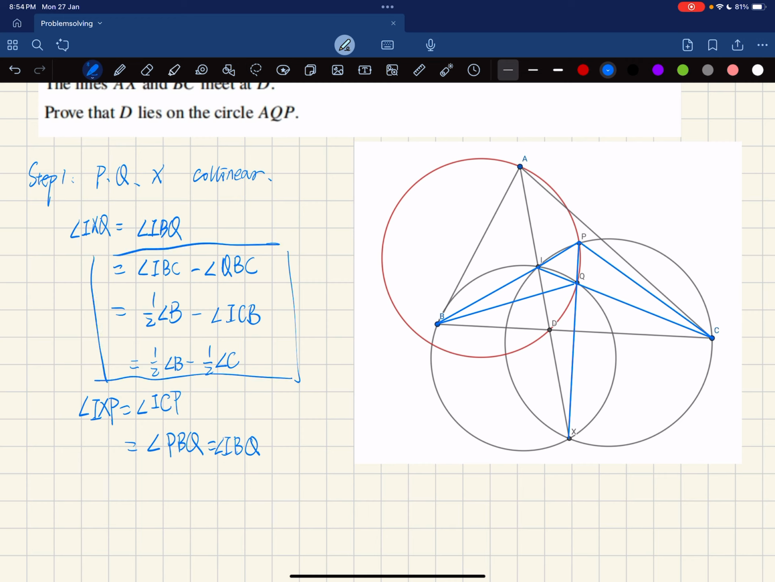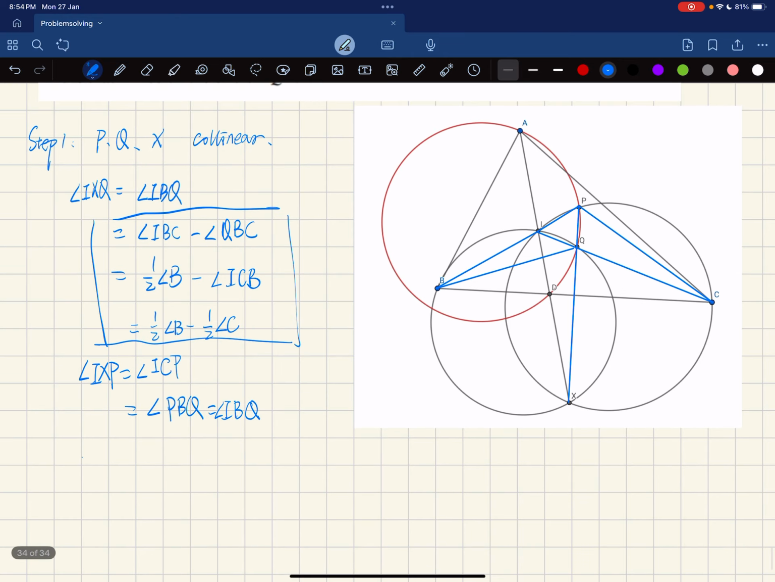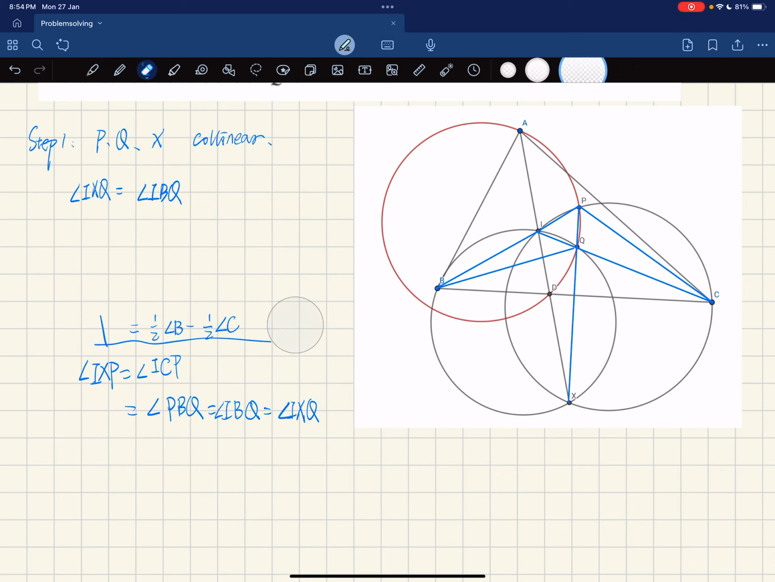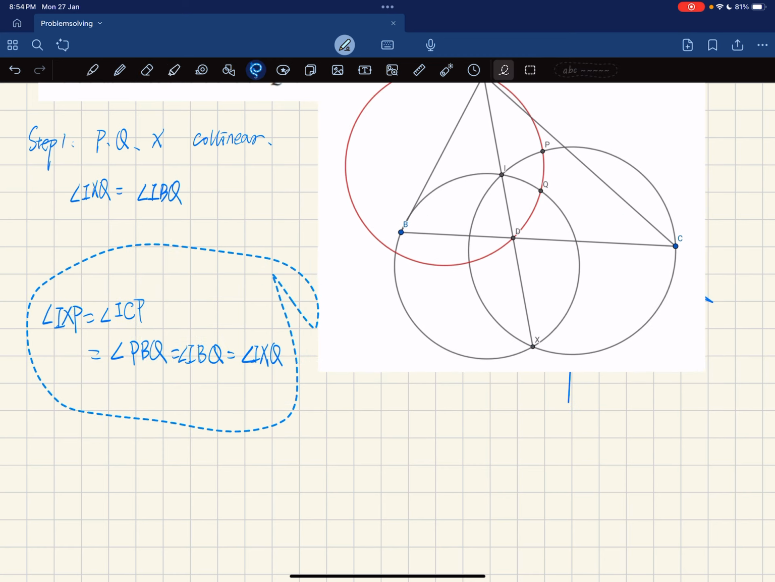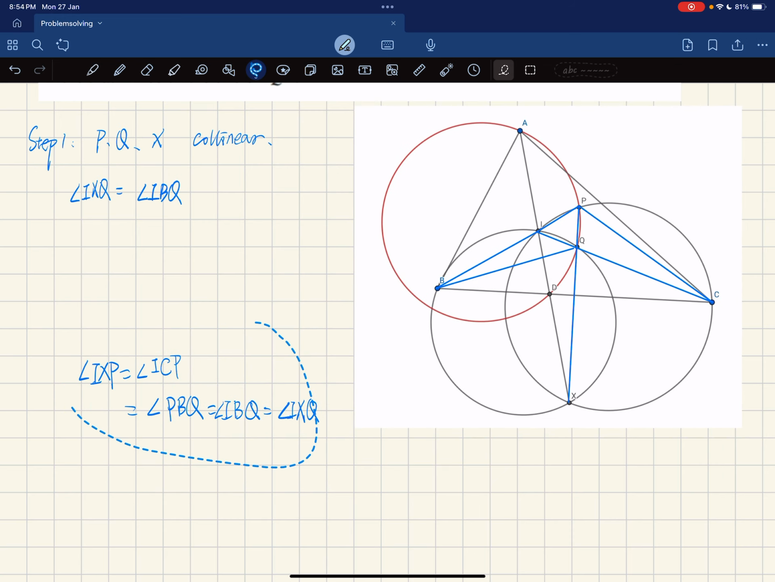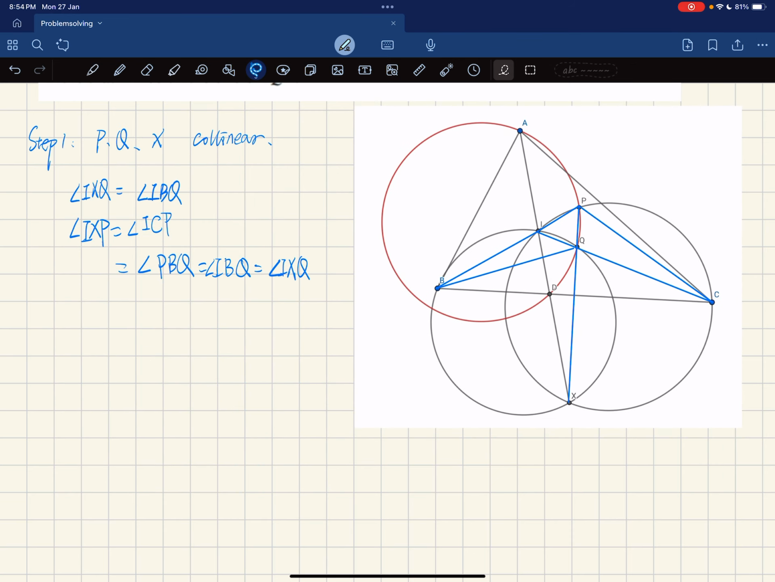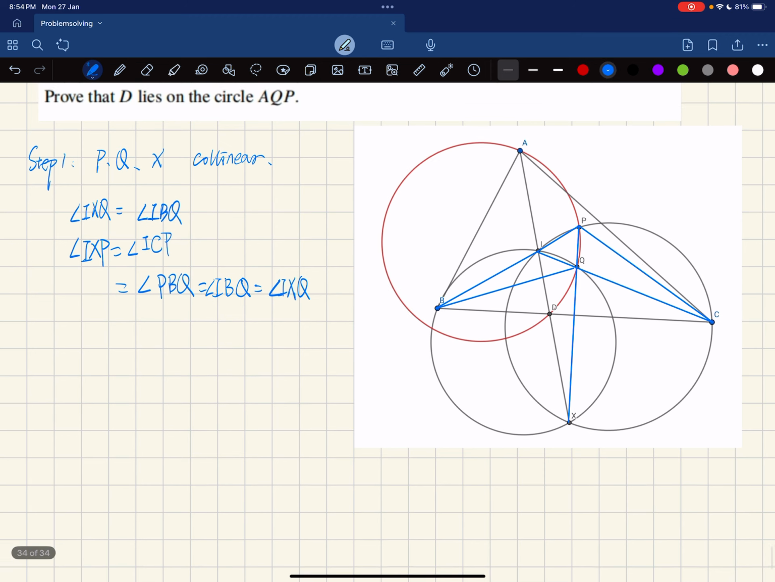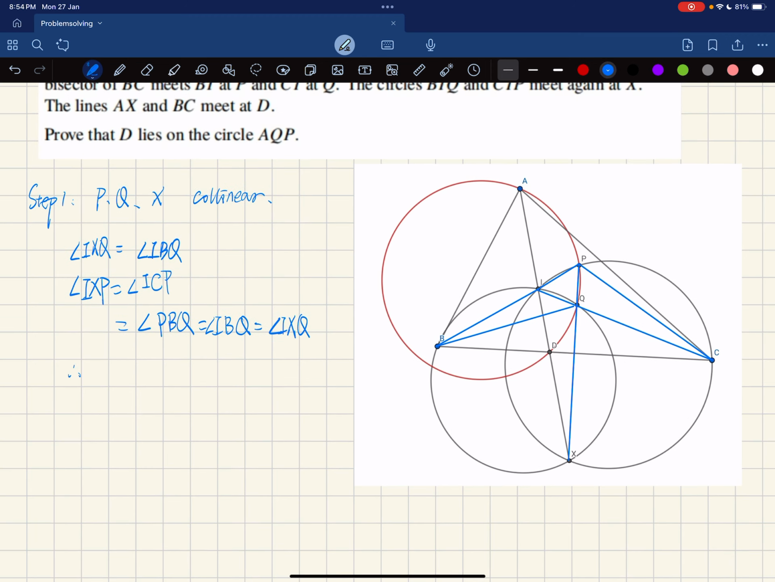So we don't even have to use these parts. According to the symmetry, we can get angle IXP equals angle IXQ. So we can just erase this part. It's not required anymore. So we just move it to here. So then we can make a conclusion: P, Q, X are collinear.